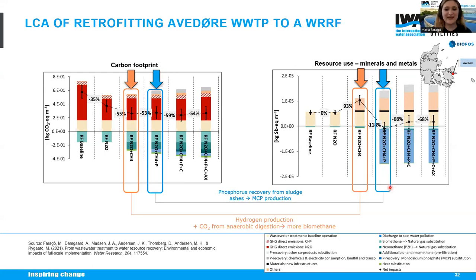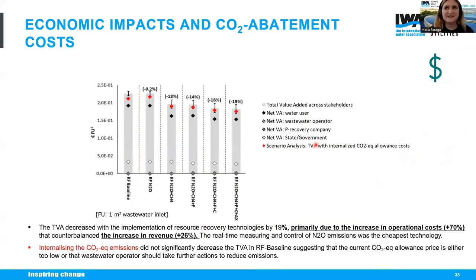So here you are able to see what is actually decreasing carbon footprint, what is increasing the impacts of the minerals and metals, and what are the technologies that work best. Overall, I have to say that when we implement all the technologies together, then we are in general decreasing the impacts compared to our baseline plant. So these are just two examples from the results, but I have many more. For example, the graph on the freshwater eutrophication, which I do not show here, but it's in the paper.